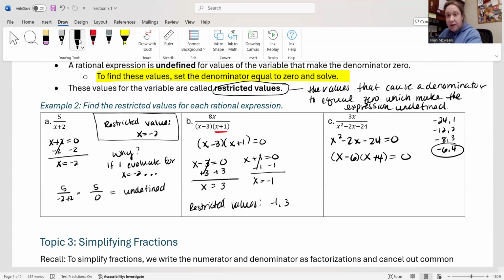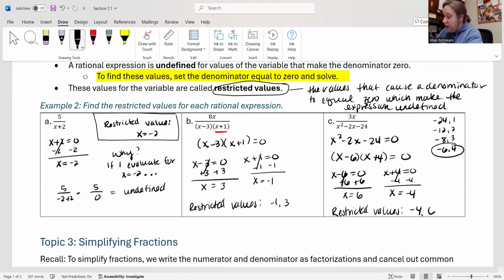Now I have a product that equals 0, so I can apply the 0 product principle. If I have x minus 6 is 0, I need to add 6 to both sides. 6 minus 6 is 0, so I get x equals 0 plus 6 is 6. And if I have x plus 4 equals 0, to get x alone, I need to subtract 4. 4 minus 4 is 0, leaving me with x equals 0 minus 4, which is -4. So my restricted values would be -4 and 6.